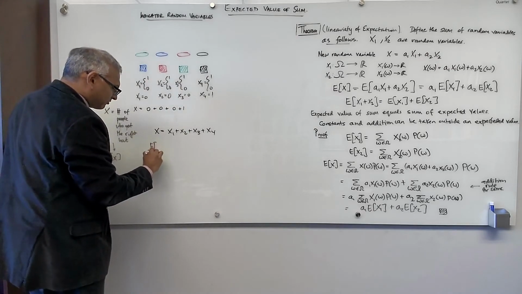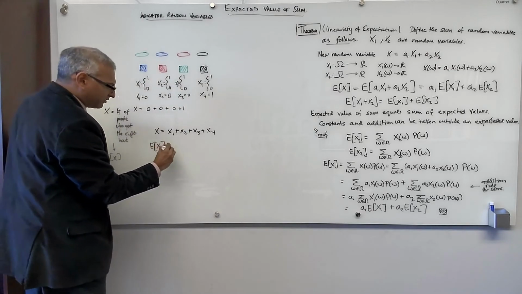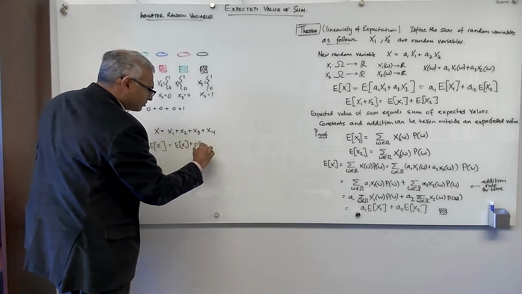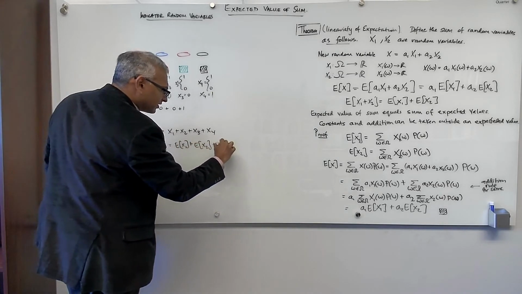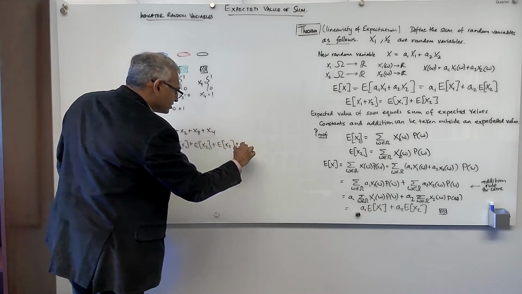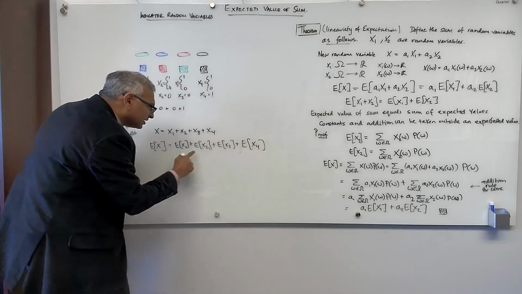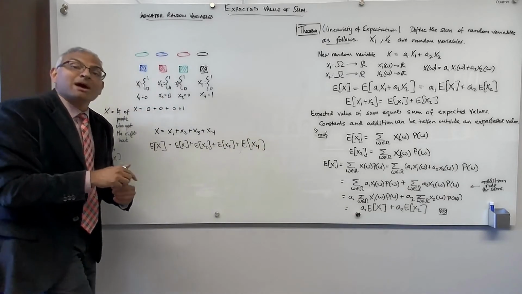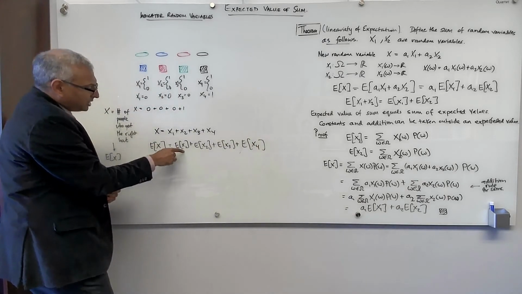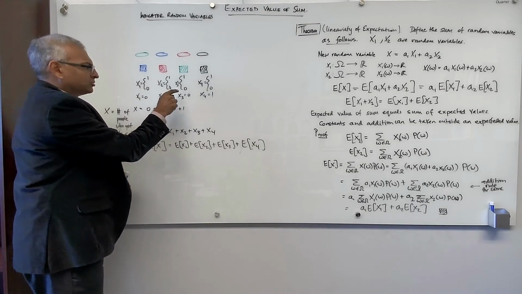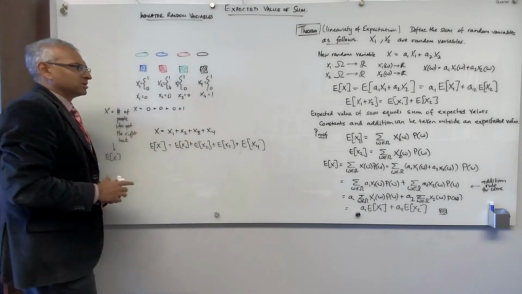The expected number of people who get the right hat, expected value of x, is the expected value of x1 plus the expected value of x2, expected value of x3, plus the expected value of x4. And now we need to compute these expectations, which amounts to computing the probability that x1 is 1. What's the success probability for x2? Success probability for x3, success probability for x4.